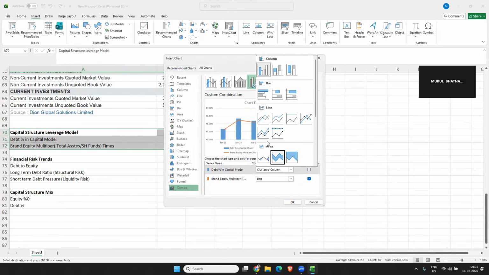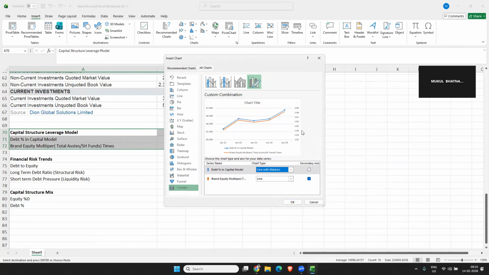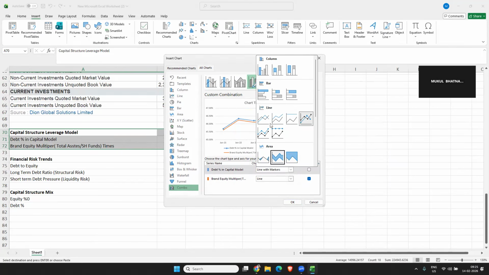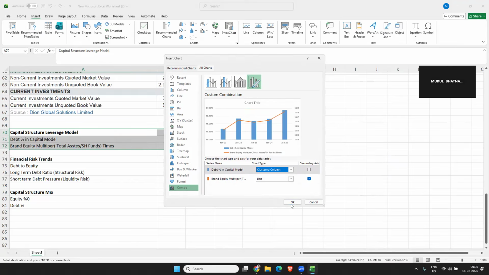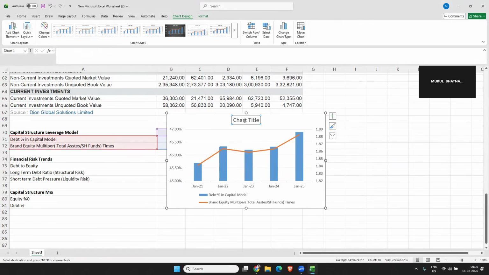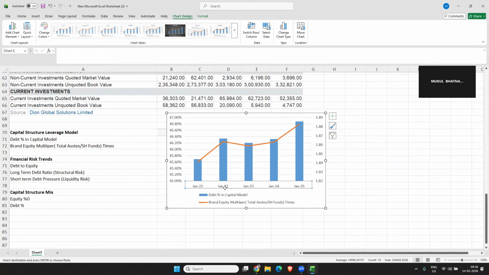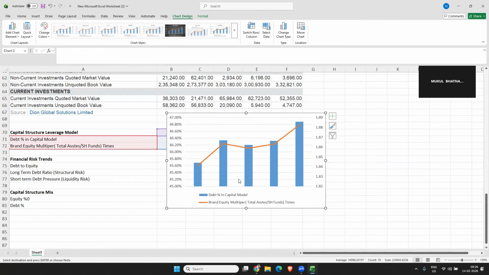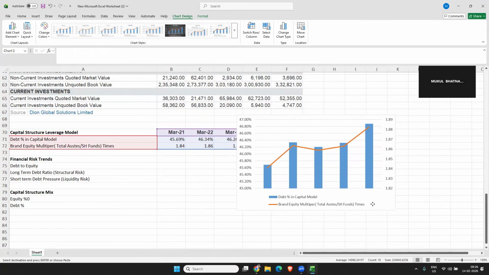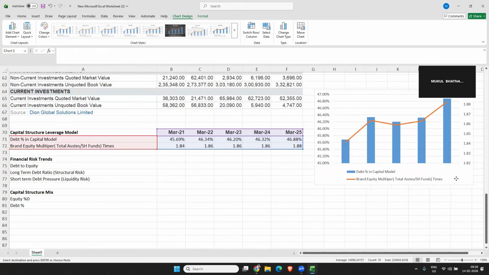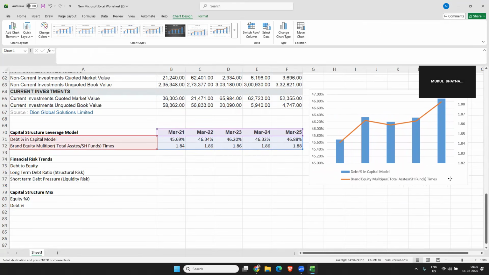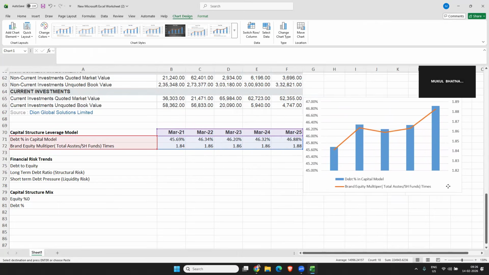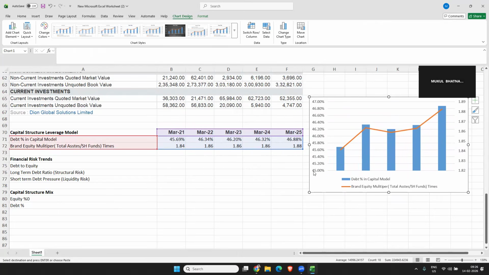It's up to you if you want both the tools to be in the same form of diagram. You can show it like this. Otherwise, one bar and another line is correct. So here are the values. Let me delete the dates as well because it is not picking up correctly. So here you can see that debt in the capital model is increasing. Equity multiplier is also increasing. We will come to the conclusion of it.